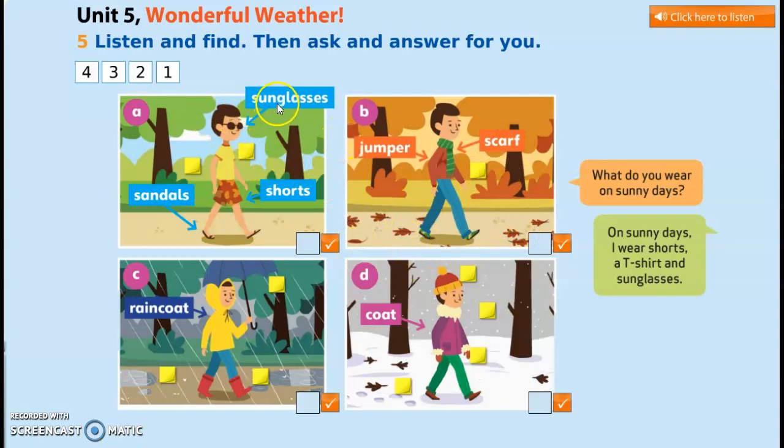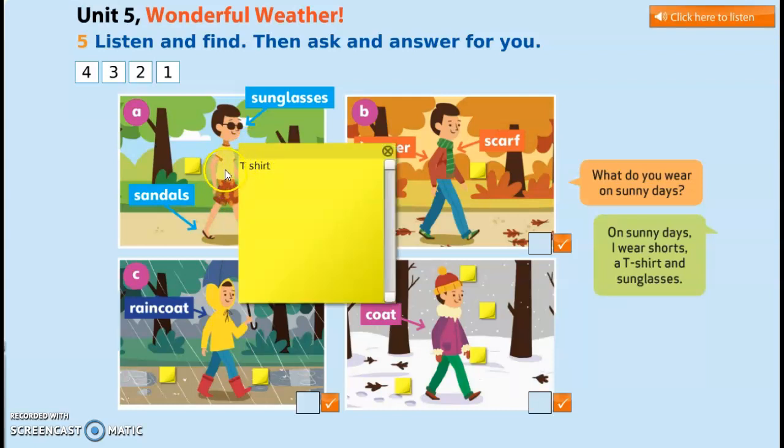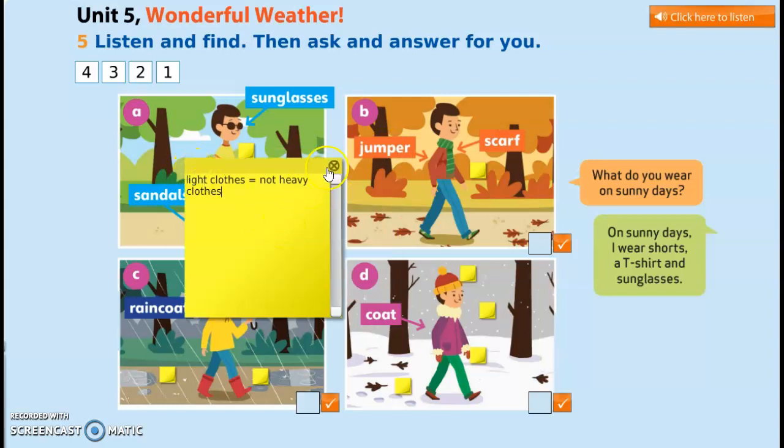So here he is wearing sunglasses. He is wearing shorts and he's wearing sandals. Now, let's take a look at some more items that he is wearing. He is wearing a t-shirt. And we can say that he is wearing light clothes, not heavy clothes. Shorts, t-shirts are light clothes.